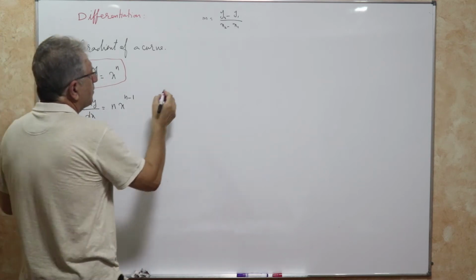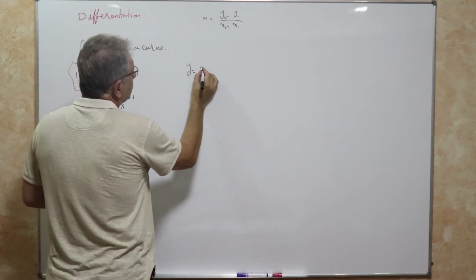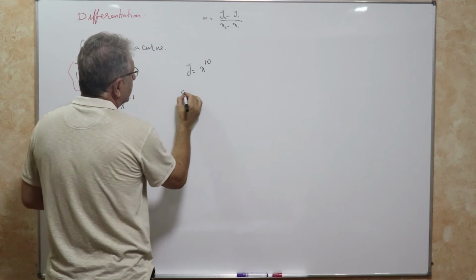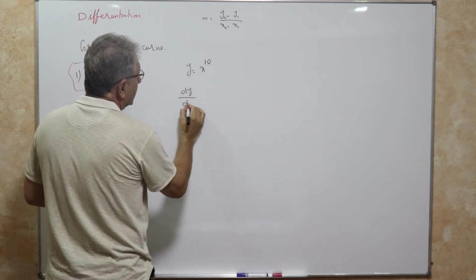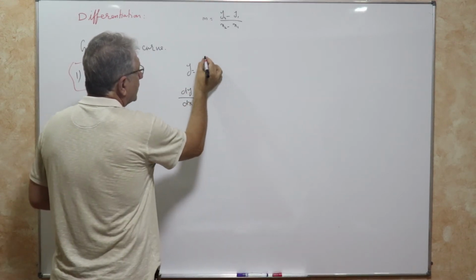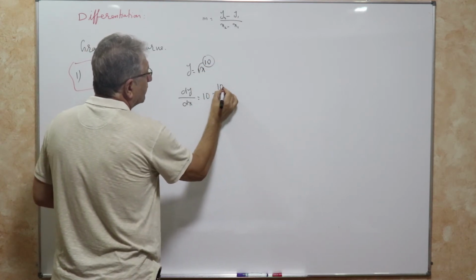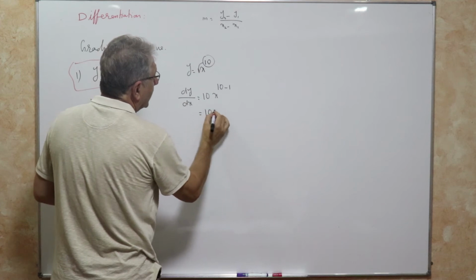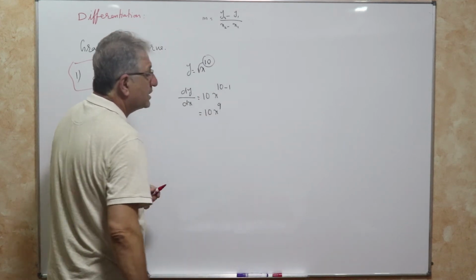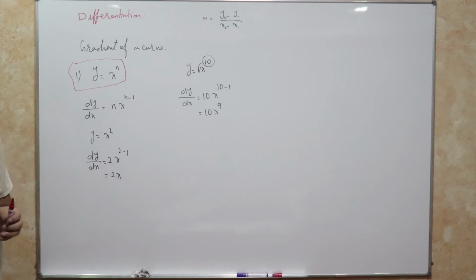Another example, suppose we have y equal to x to the power of 10. What is dy by dx? dy by dx is equal to 10 comes down here. Therefore, it will be 10 x to the power of 10 minus 1. Therefore, 10 x to the power of 9. Therefore, this is the derivative of this function.